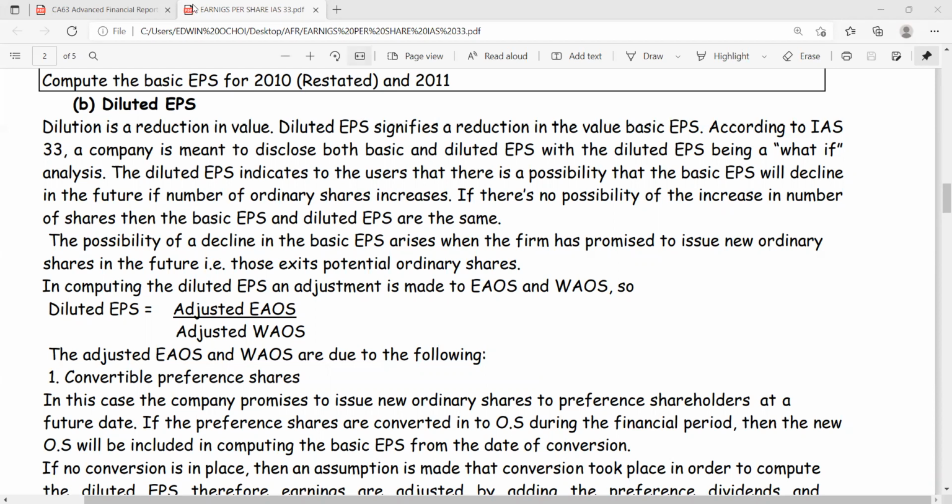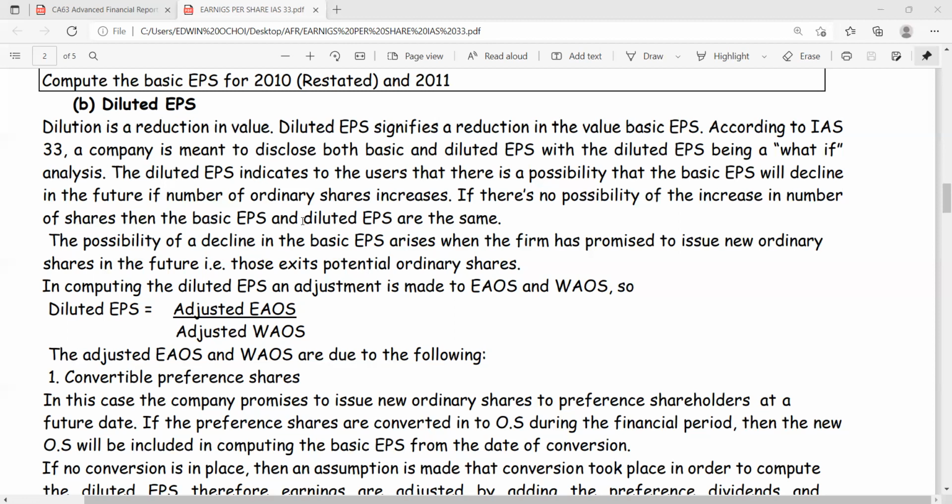When doing the diluted earnings per share, we use what is called the potential securities. These are securities which are likely or unlikely to be converted to ordinary shares. That is why they say diluted EPS is a what-if analysis. These potential securities, we always assume that they are being converted to ordinary shares. What-if analysis: they are likely or unlikely to be converted to ordinary shares.